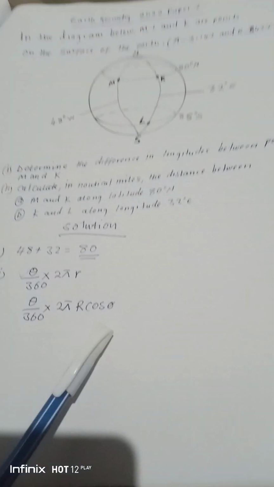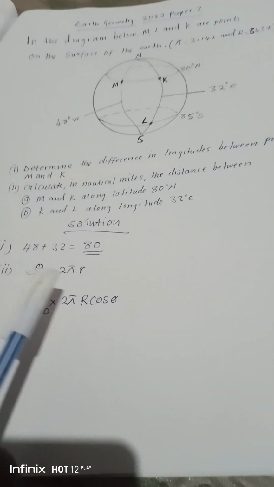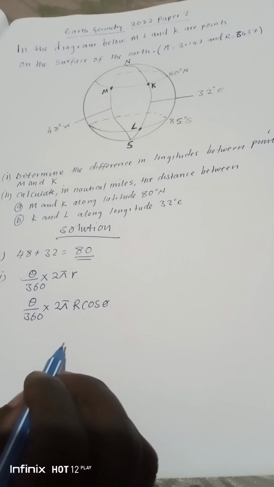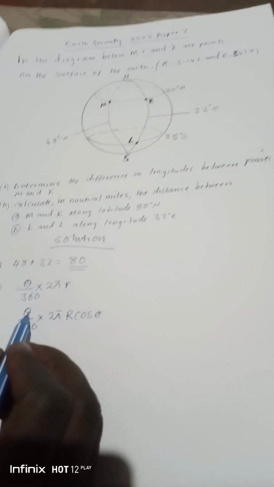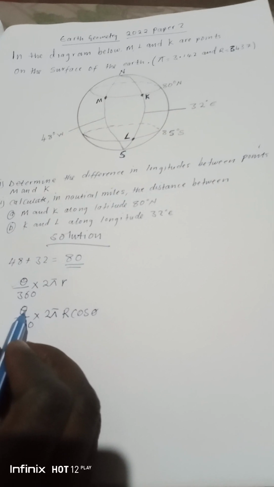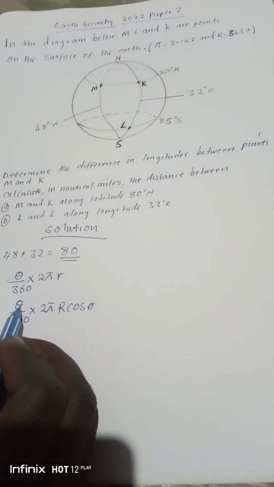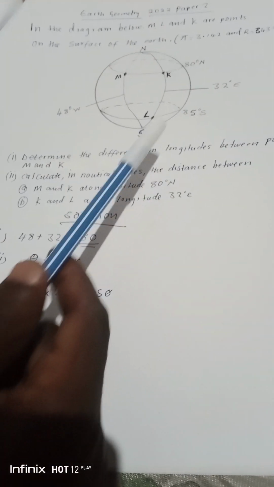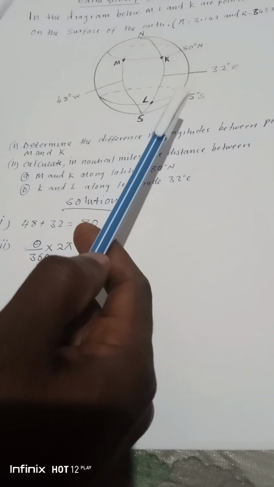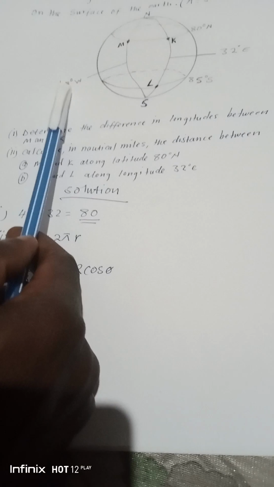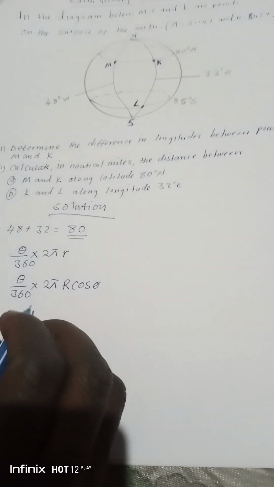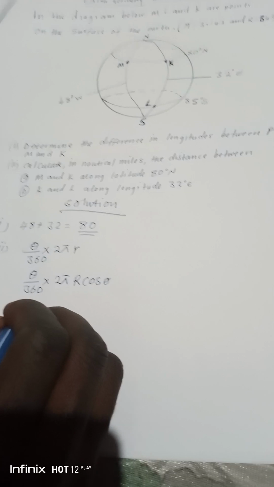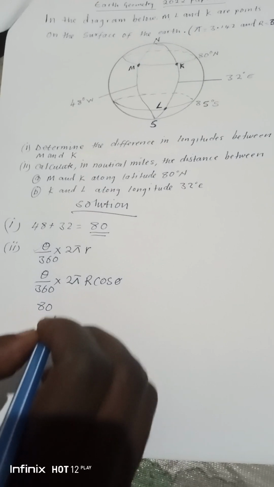We are now going to substitute. Now that we have the original formula, we have to substitute according to the way values are given. So on the theta part, we have to put the difference. No wonder in the question they started by asking us to find the difference. So the difference between these 2 points is actually 80, whereby we have to add 48 and 32. So it's 80 here. So where there is theta, we put 80.